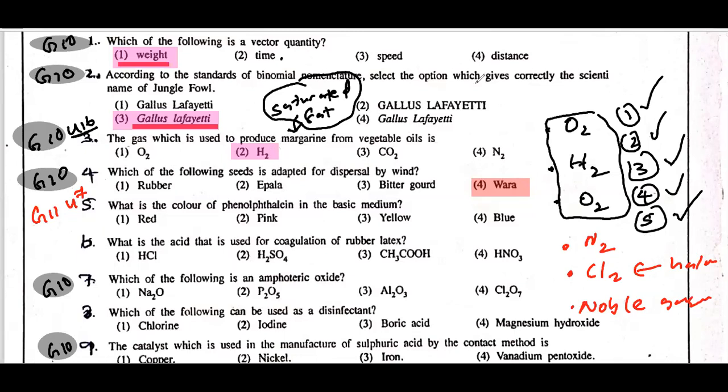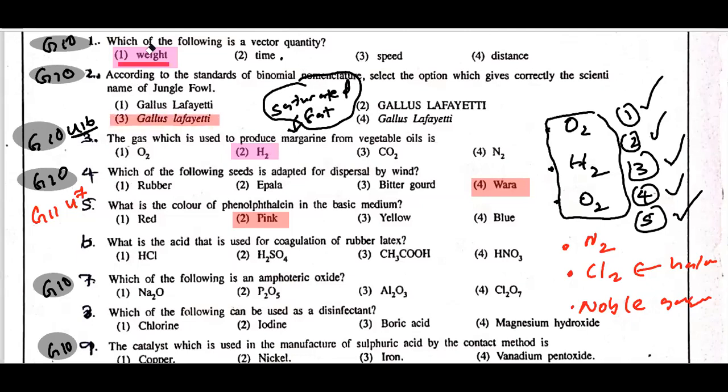Second answer. Right. Very good. The answer is second. Phenolphthalein, PP, phenolphthalein, basic medium, pink. Right. Basic medium, pink. If you want to write about acidic medium, it's colorless. Original phenolphthalein also colorless. In acidic medium also it's colorless.